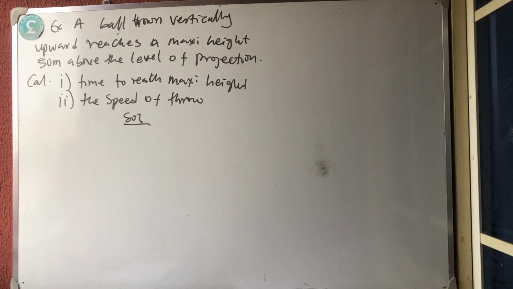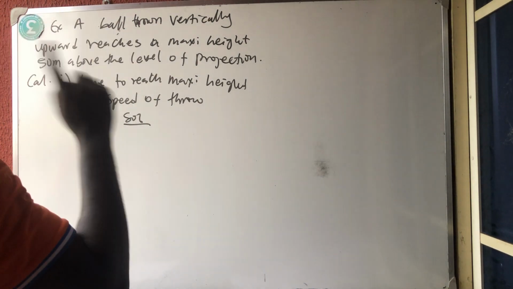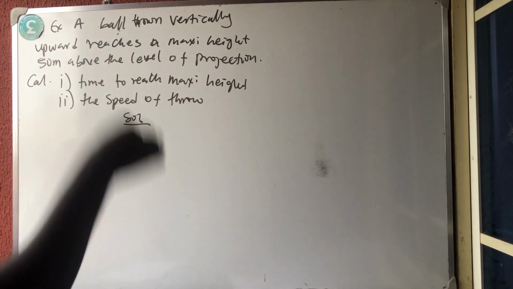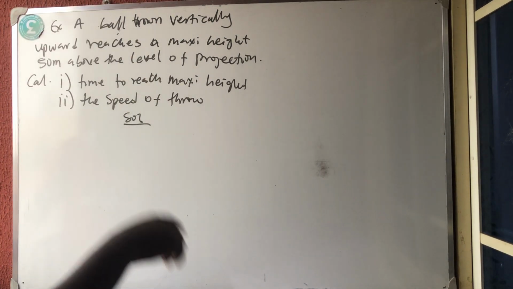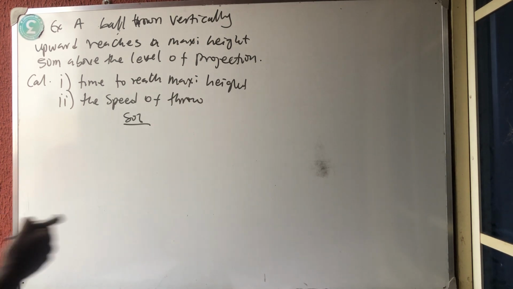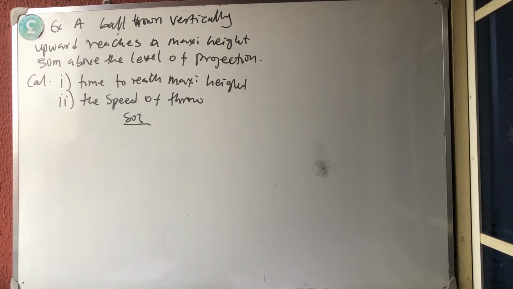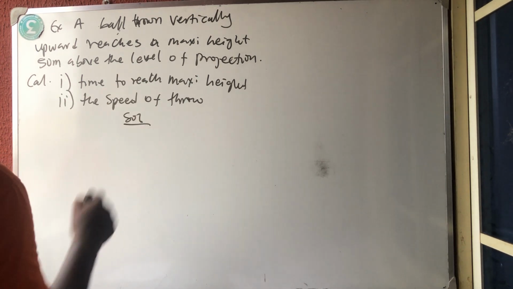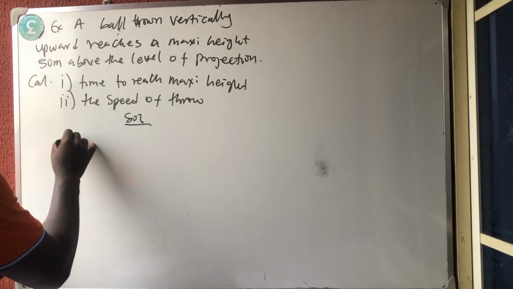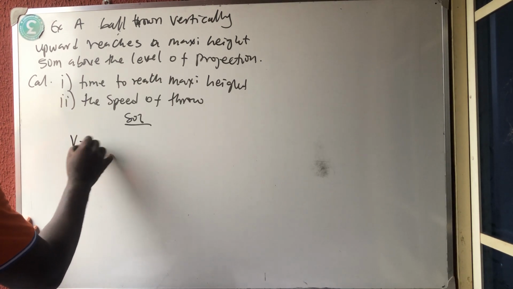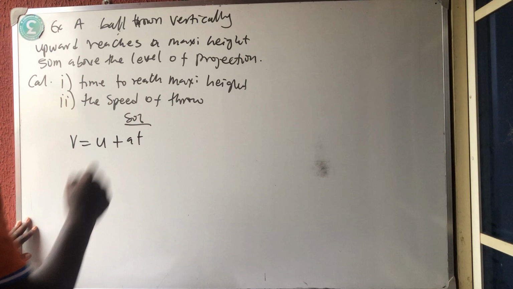And you know that when it is being thrown vertically upward, your theta is 90. I told you that. Or when it is being dropped vertically downward, your theta is 90. But I don't need to remember the formula, so let me use the one I used to remember. The first one is the time to reach the maximum height, which is the first equation, v is equal to u plus at.